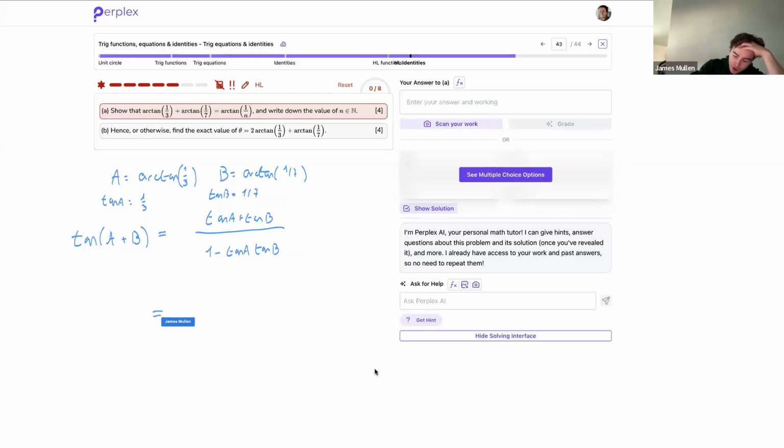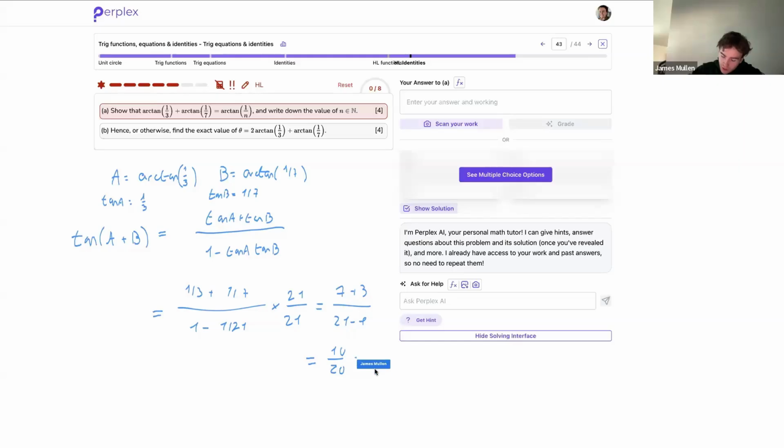So what does this become? I can write this as (1 over 3 plus 1 over 7) over (1 minus 1 over 21). And I don't like having fractions in my denominator, so I'm going to multiply by 21 over 21. And I'm going to get (7 plus 3) over (21 minus 1). And that gives me 10 over 20, which is equal to 1 over 2. Now, that means that tan of A plus B is equal to 1 over 2, which means that A plus B is equal to arctan of 1 over 2.